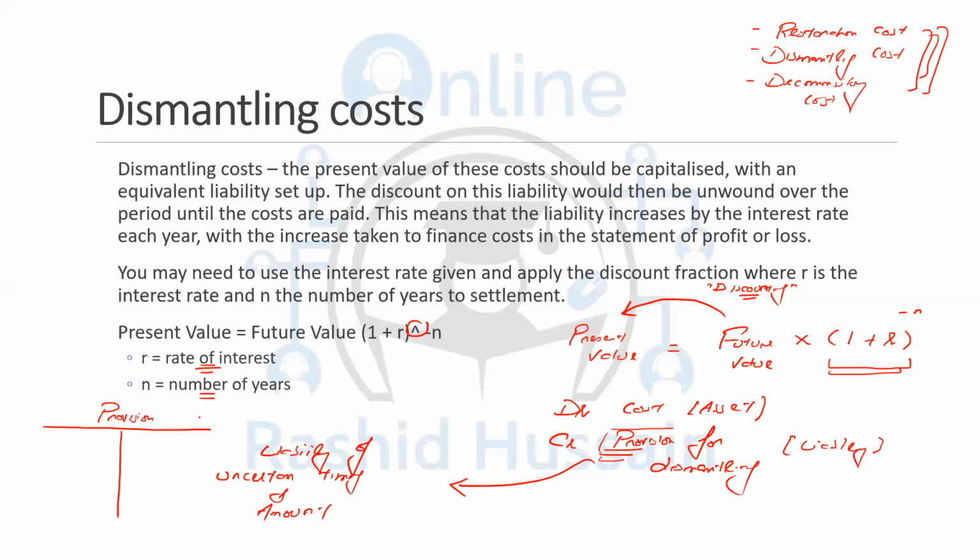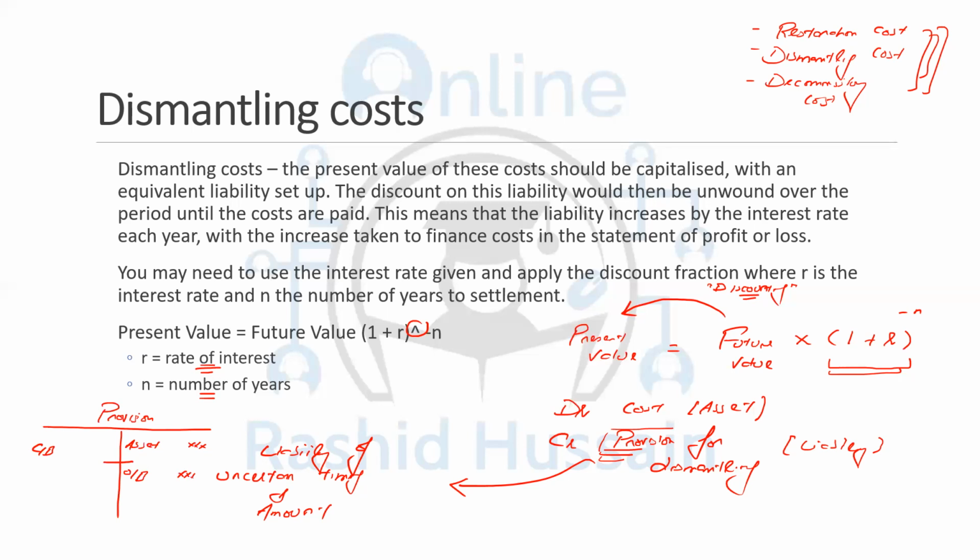You're going to make an account for the provision. So what you're going to do, the provision account is being debited due to the asset. This is the opening figure, and this becomes your closing balance. And in the next year, this is going to be your opening balance.